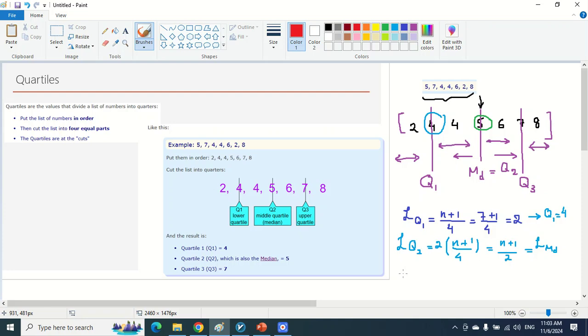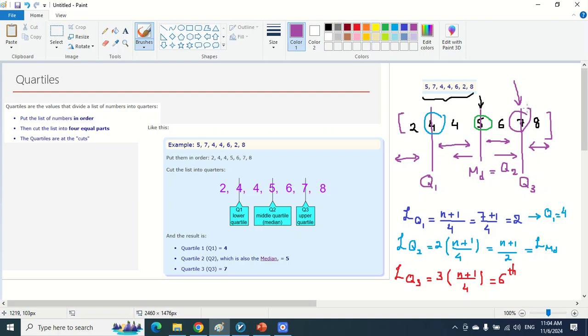And for the last one, the location of Q3. To calculate the location of Q3, we have the same formula. We have 3 times n plus 1 over 4, and we calculated n plus 1 over 4 previously, which was equal to 2. 2 times 3 is equal to 6. So this is the 6th location. I emphasize this formula: it gives you the location. So the location over here is 6, and the 6th location is the number 7. So the third quartile will be 7.